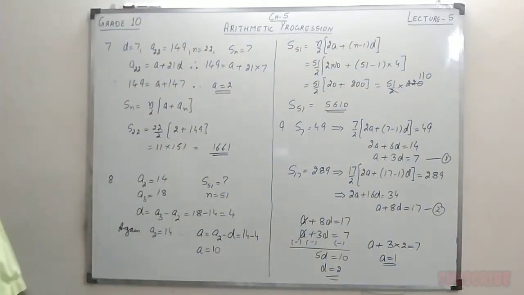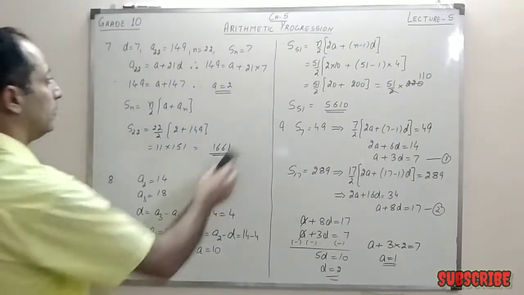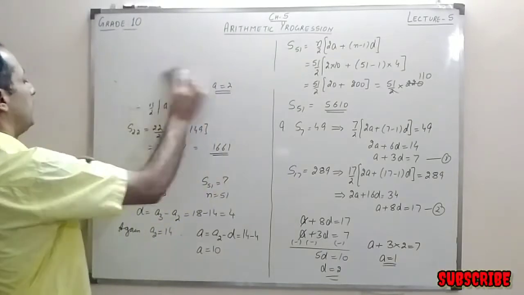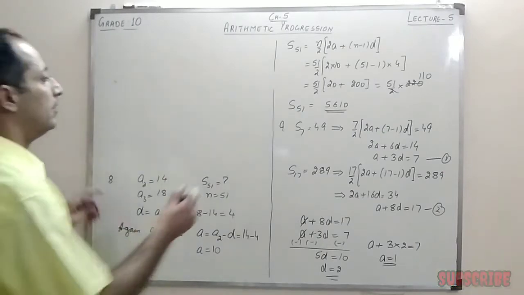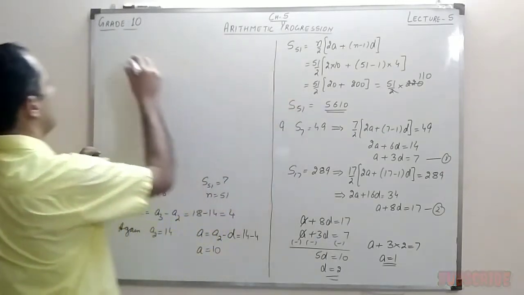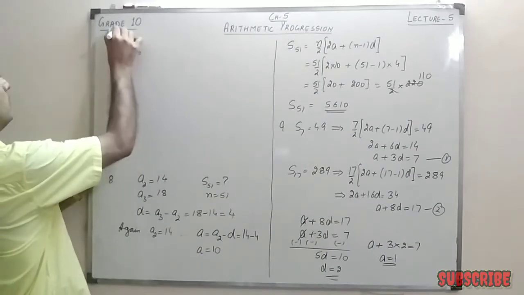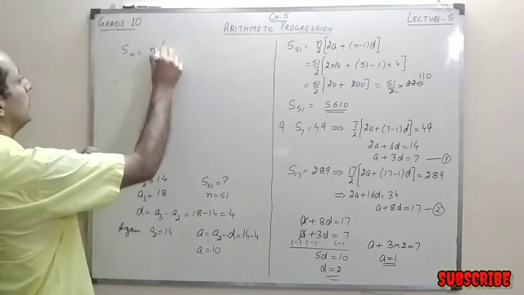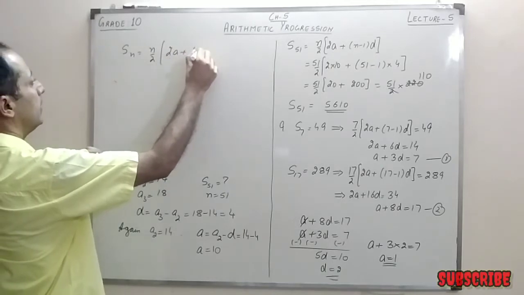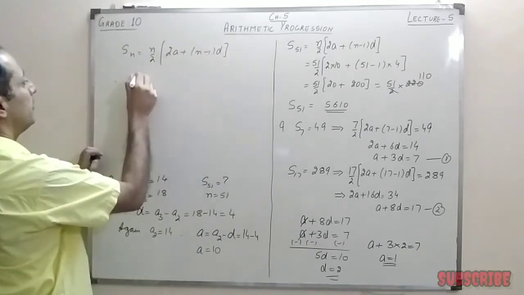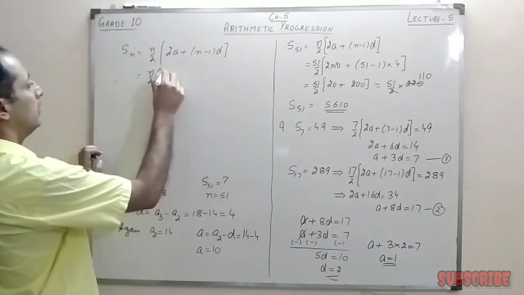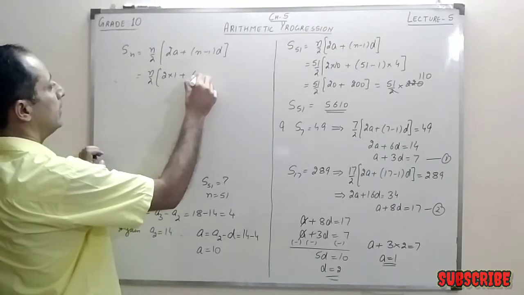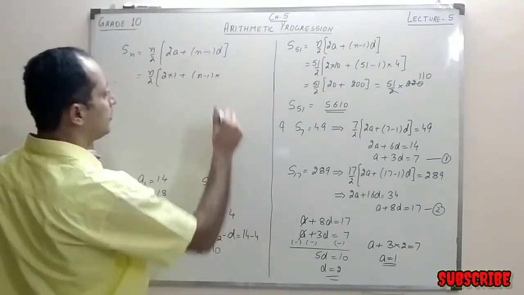Now let's find the sum of the n terms of this AP. We apply the formula: Sn equals n by 2 into 2a plus n minus 1 into d. Substitute the values. Now the a was 1, so 2 into 1 plus n minus 1 into d, that is 2.